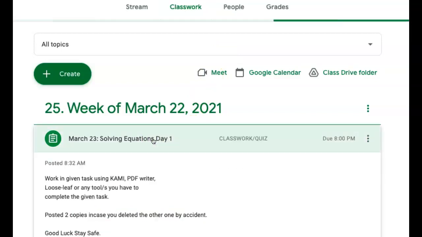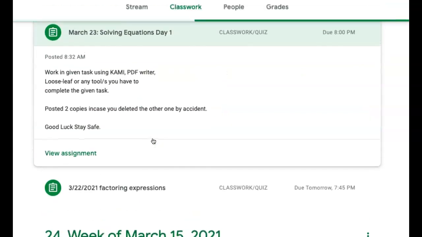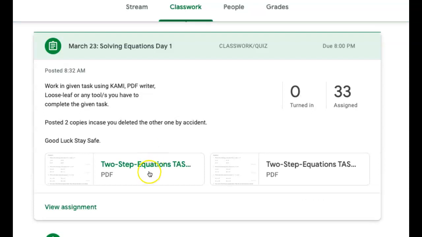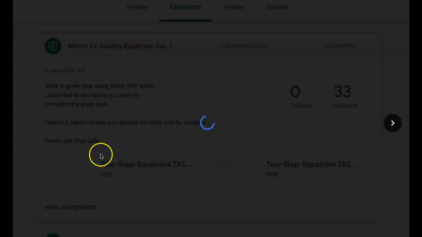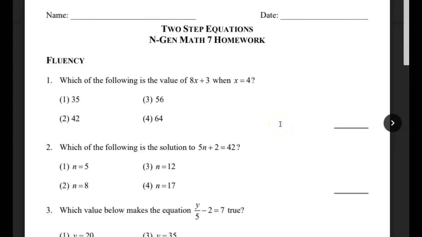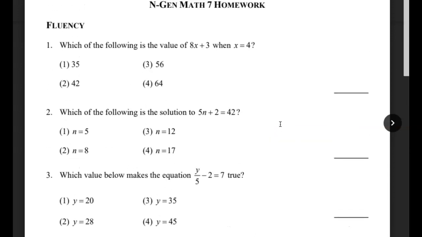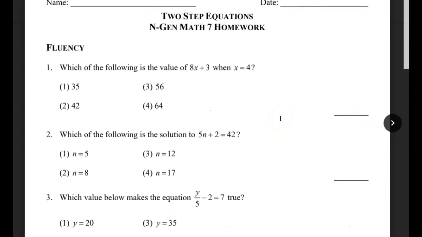Equations day 1. Oh, which one? We'll work together. Work using Kami, Peanut Writer, or you could do the loose leaf paper. You know the rules. You know how we work on this. So here are the questions. Usually the first few questions are from the lesson that we learned before, right?